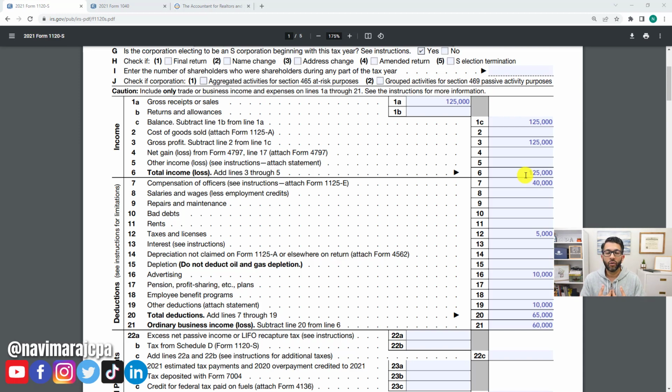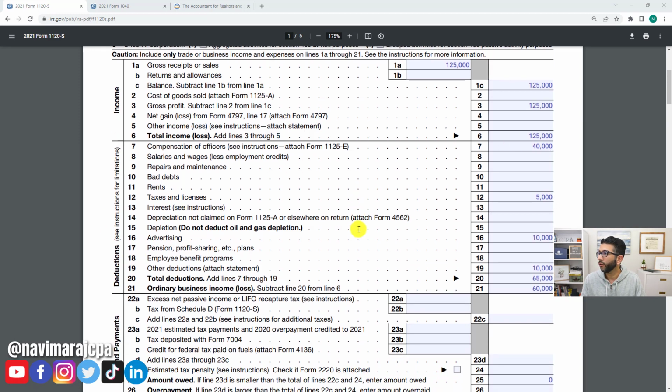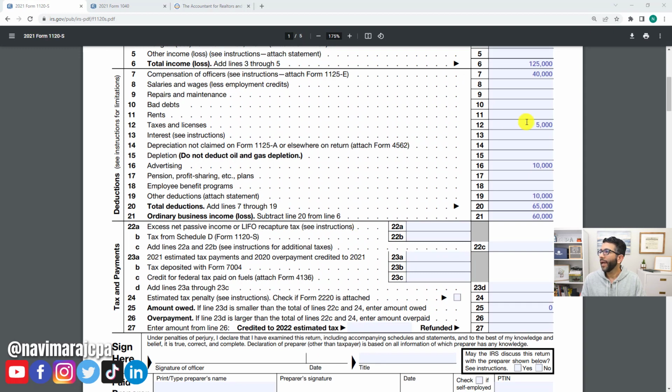So I have a lot of real estate agent type clients. There's other services, could be landscaping or something like that. It's a service-based business, so total income is 125,000. Now let's take a look at the deductions here in this area, okay? So we're scrolling down a bit. And so I'm gonna skip over line 7 for a moment, but if we look at this, line 12 is taxes and licenses. This is not income tax, okay?